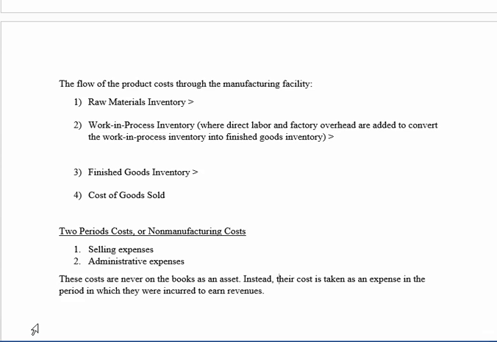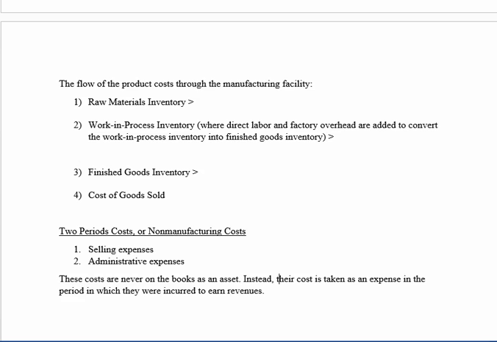These costs are never on the books as an asset. Instead, their cost is taken as an expense in the period in which the costs were incurred to earn revenues. So these are never carried on the books in the inventory accounts. They're just expensed in the period in which they're incurred.